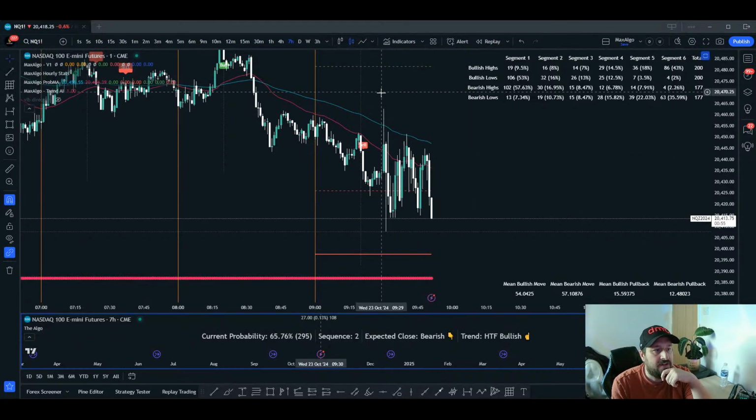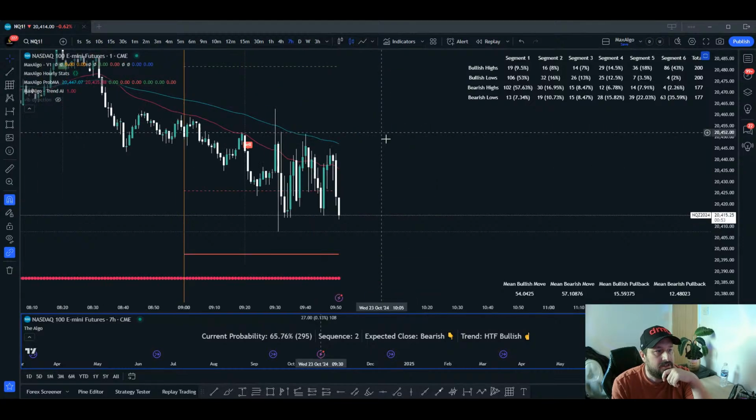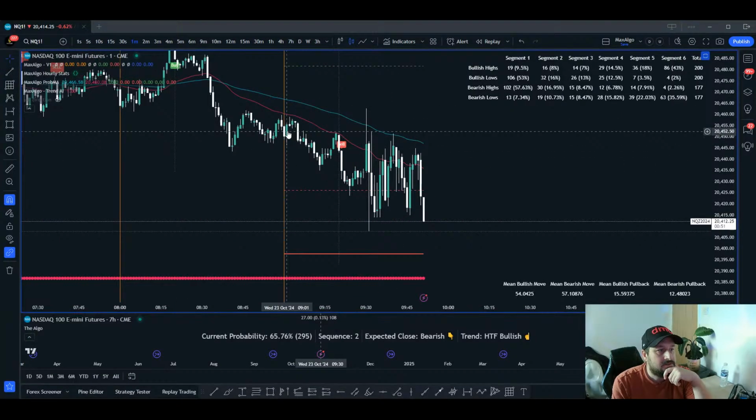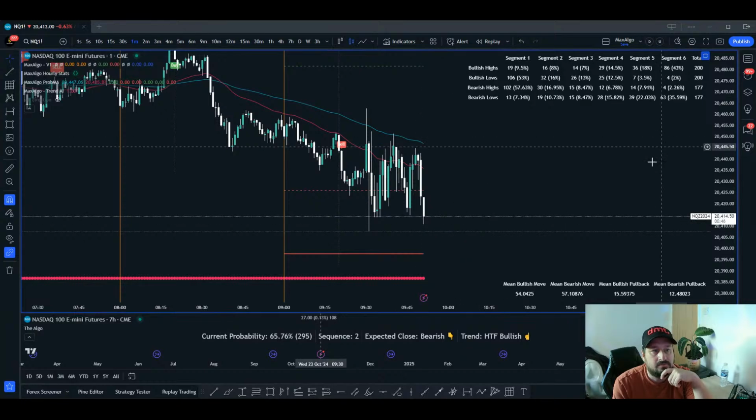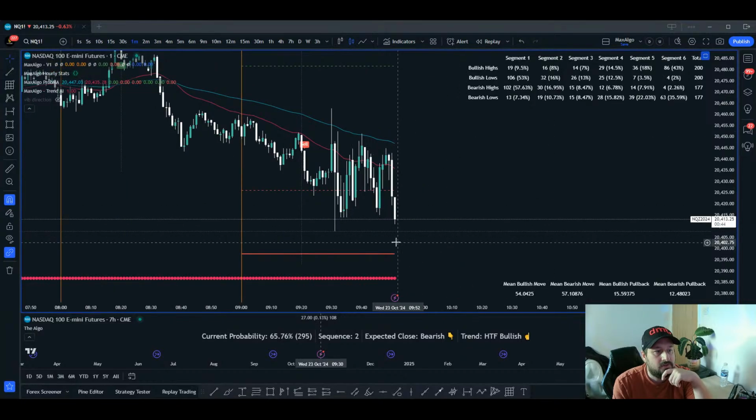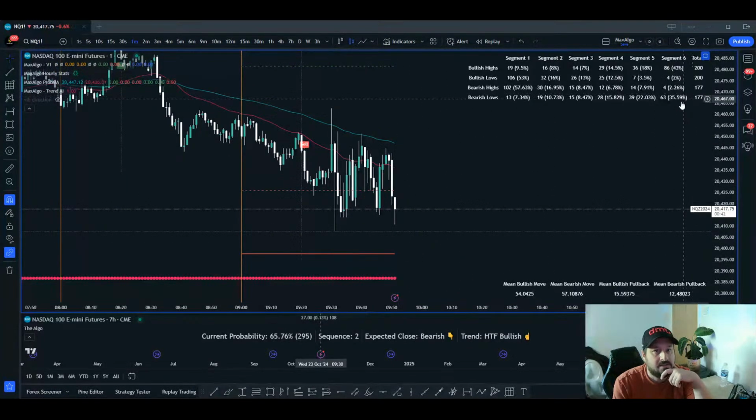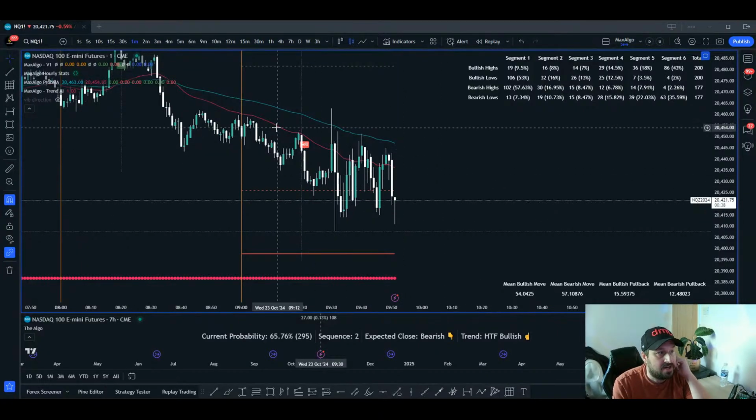So how does New York fit? Obviously, we get the open mess about. So we get a high at 30 minutes, and then we're in the last 10 minutes. So we'll see how it ends. But right now we're on track for our bearish candle.